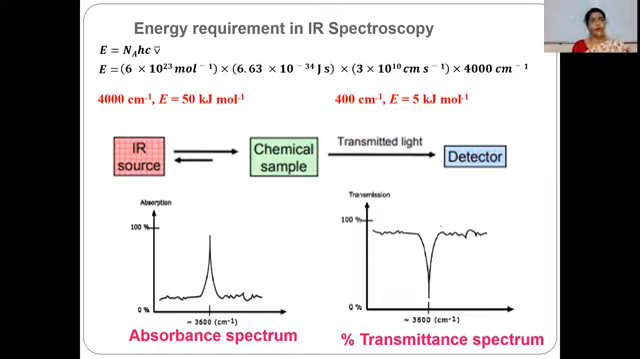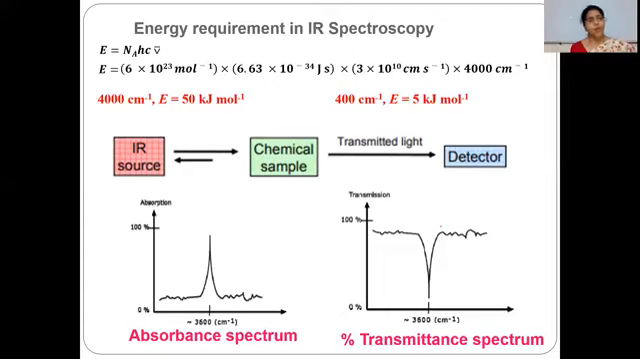If we want to calculate its energy, we can use this equation: E is equal to N A h c nu bar, where N A is the Avogadro number, h is Planck's constant, and c is the velocity of light. For 4000 centimeter inverse, the energy is 50 kilojoule per mole. For 400 centimeter inverse, the energy is 5 kilojoule per mole. That means the energy range of IR spectrum is from 4000 centimeter inverse to 400 centimeter inverse.